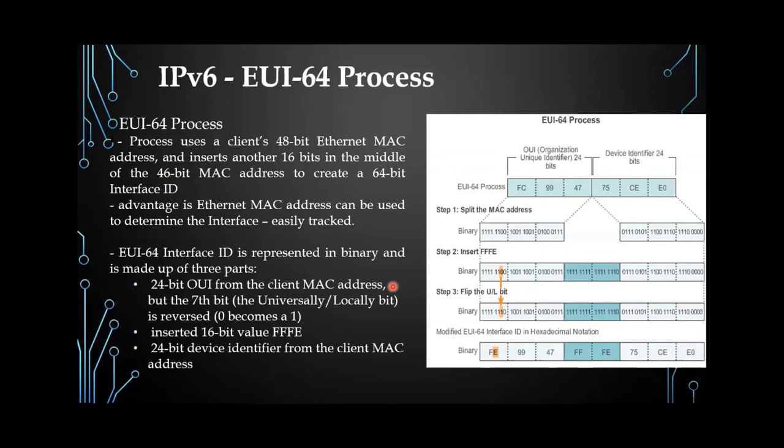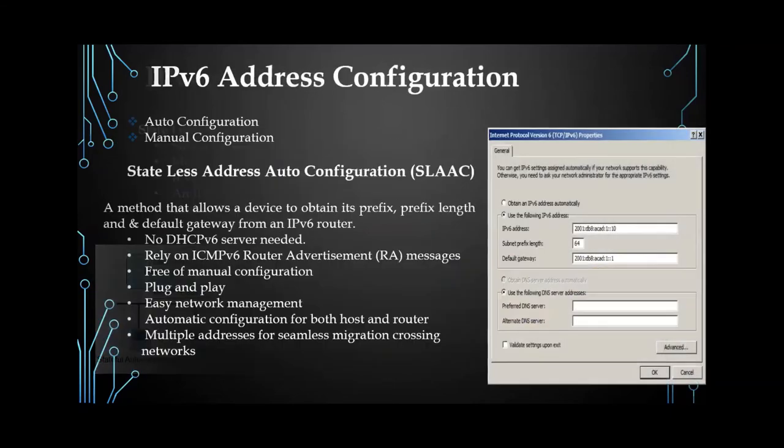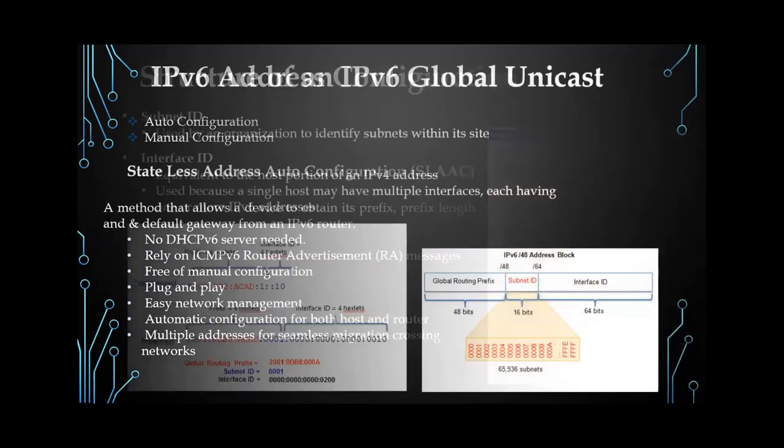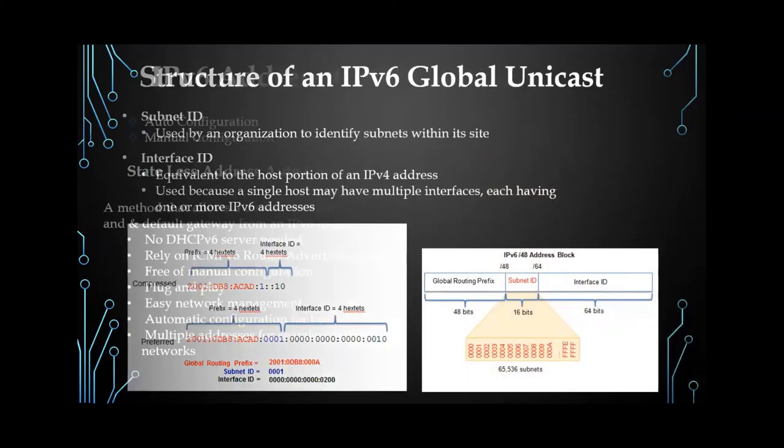Now you can ask, what about the other 64? The other 64 is already part of the global unicast, or you can say the network part. You don't need to be worried about that. Or I'll try to show. Yeah, this is the same thing. So you are just making the interface ID. So this is a very good example.